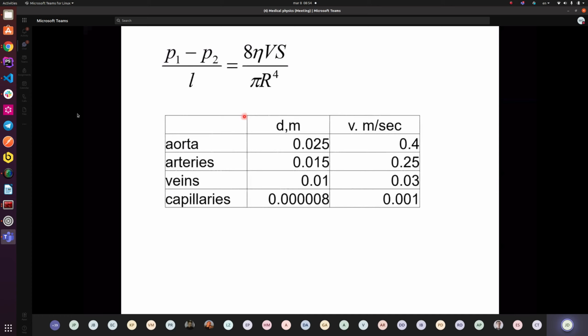So this is a table that demonstrates the diameter of the blood vessels, and the velocities for aorta, arteries, veins, and capillaries. This is the viscosity coefficient for the blood.